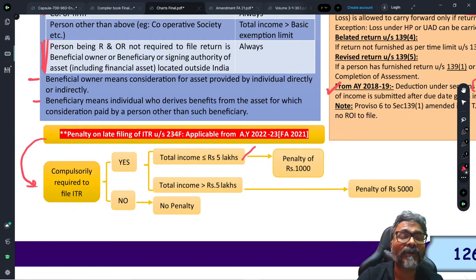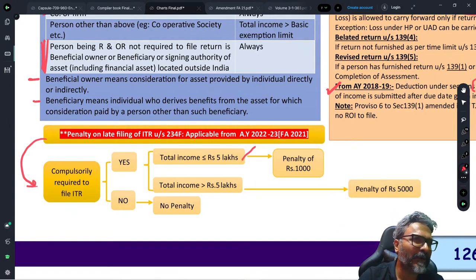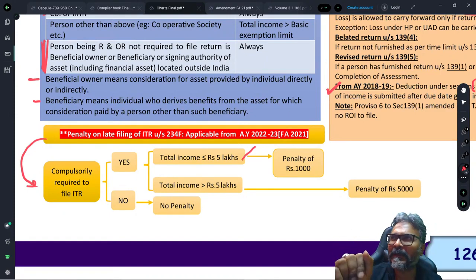Students, this is not 234E, which you have to refer to as a fee. Remember the TDS statement. If you don't file the quarterly TDS statement or the TCS statement within the due date, which is 1 month after the end of the relevant quarter for the TDS statement, or 15 days after the end of the relevant quarter for the TCS, then what happens?